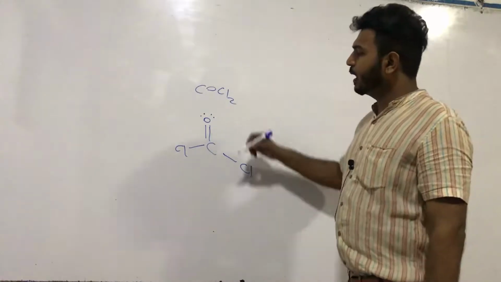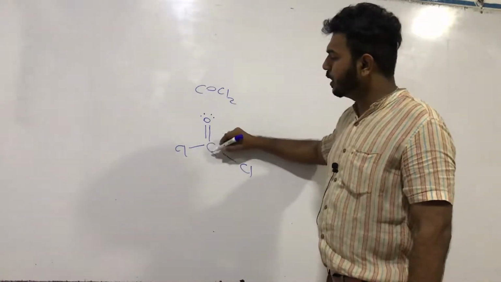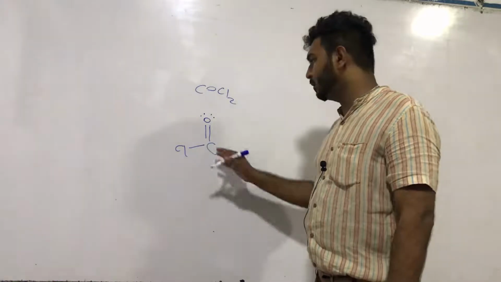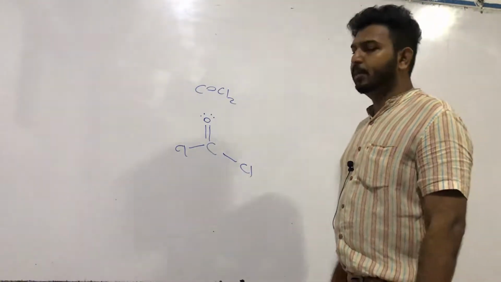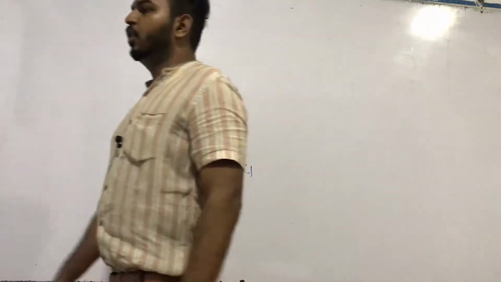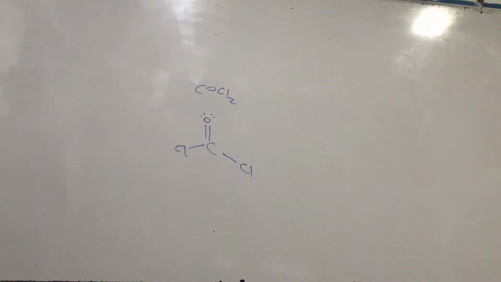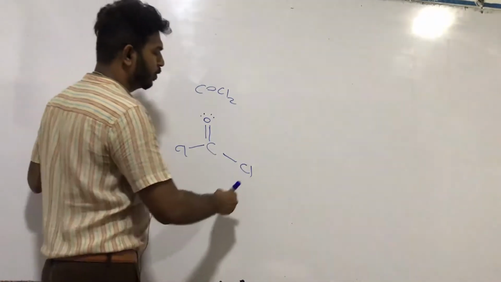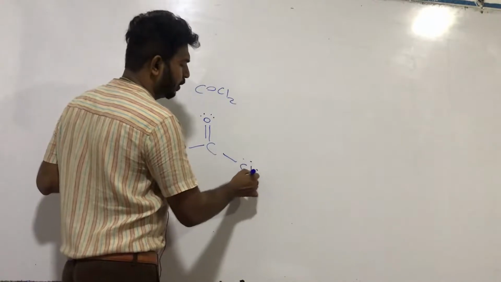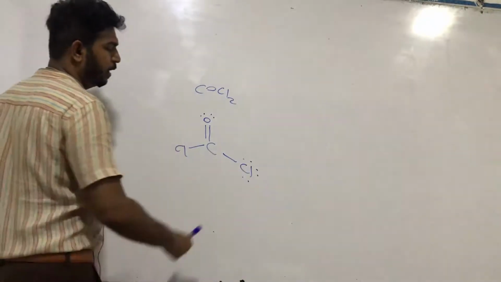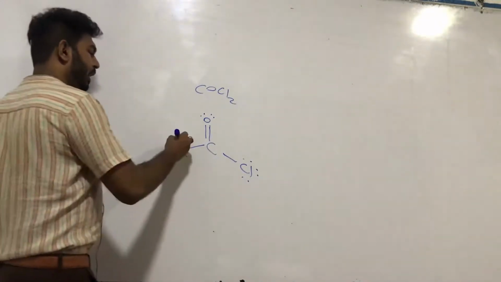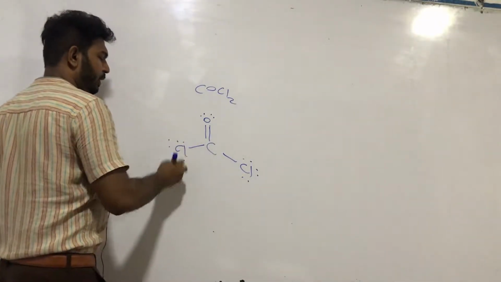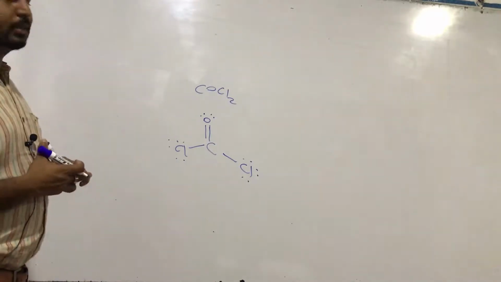Then we know that carbon has 4 electrons, so the octet rule of carbon is fulfilled now. Then when we consider chlorine, it has 7 electrons. One is shared, so it contains 3 lone pairs, that means 6 lone electrons. So this chlorine also has 3 lone pairs, that means 6 electrons.